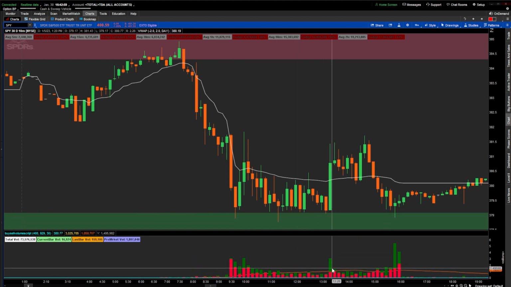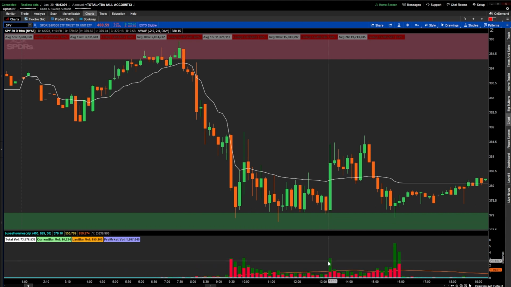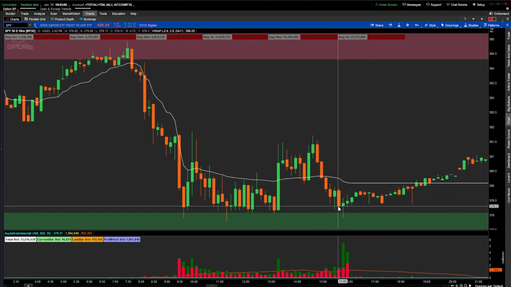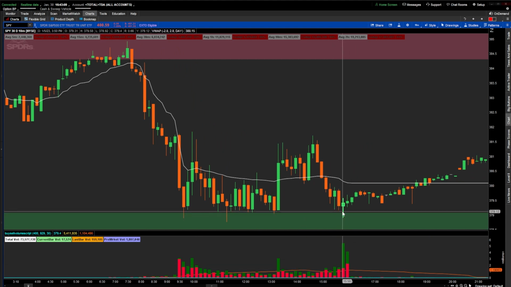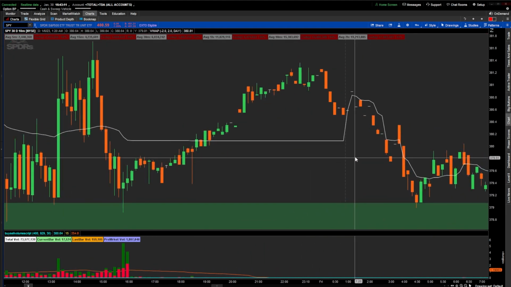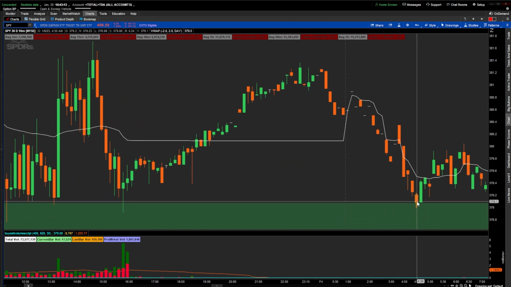As you can see right here, there's a much bigger amount of buyers in this candle, showing a big move up. Same thing happens right here. As you can see, there's a lot more buyers than sellers in demand, causing the stock to continuously move up and then once again come back and test demand.